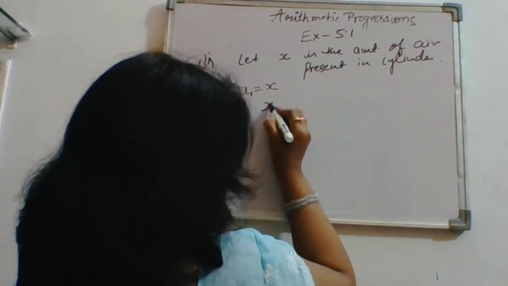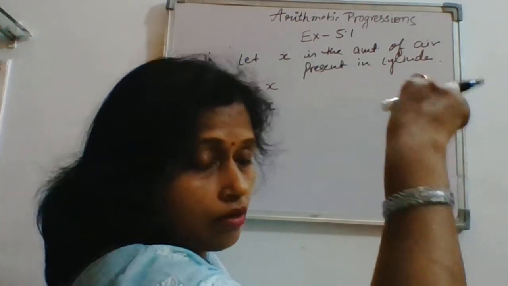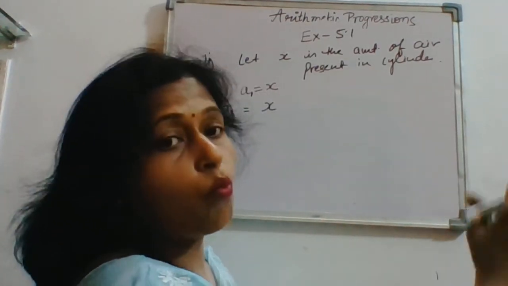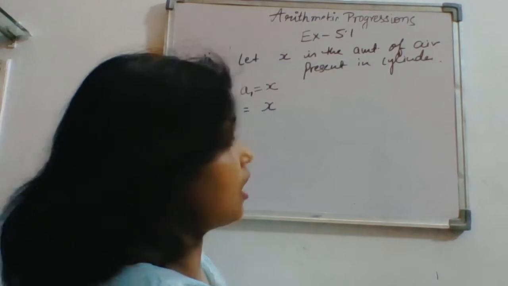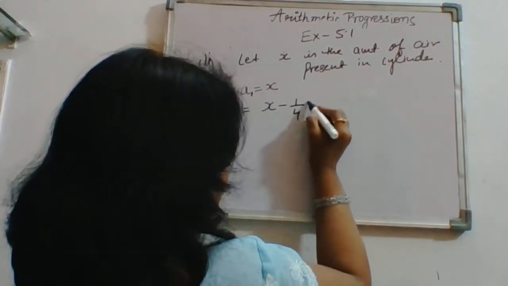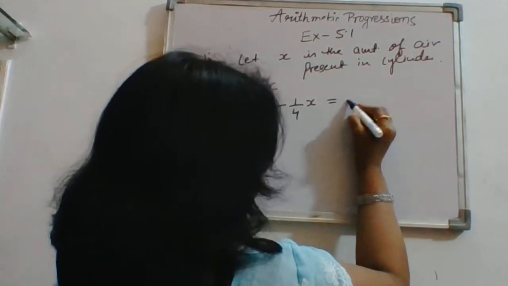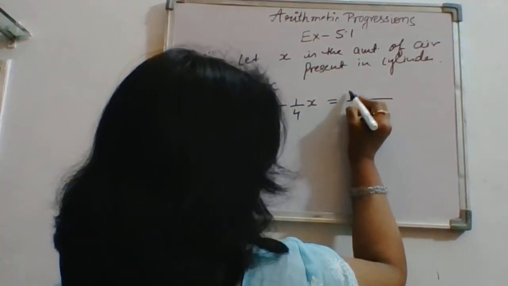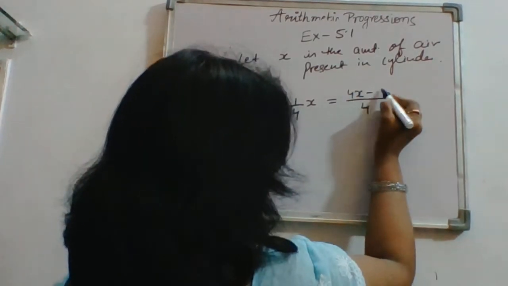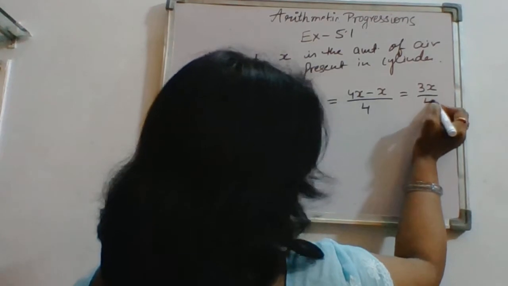Now X is the air present in the cylinder. After one pump, 1/4 of the air comes out. That means 1/4 of X will be coming out. So the air left will be how much? LCM will be 4. This is 3x by 4.